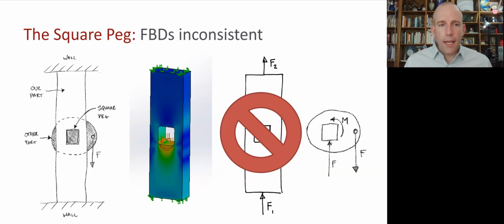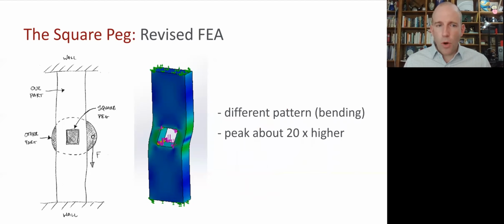If we go back and model it more accurately, we see a pattern of deformation more like this and stress more like this. And the peak stress has increased by about 20-fold. So these little mistakes we might make will really propagate through our computational models. In other words, we can't use finite element analysis correctly if our back of the envelope analysis isn't really good.